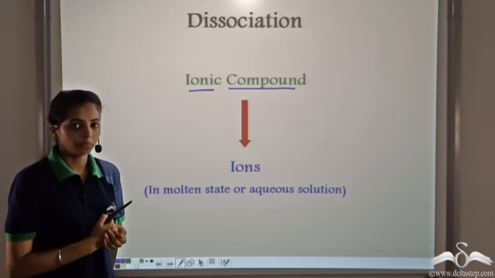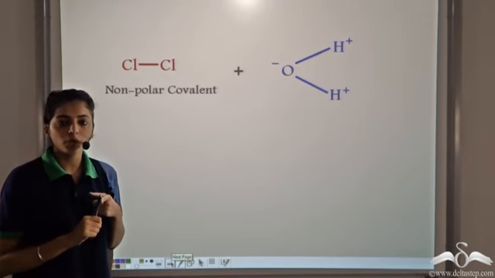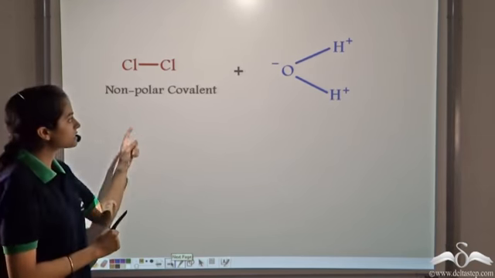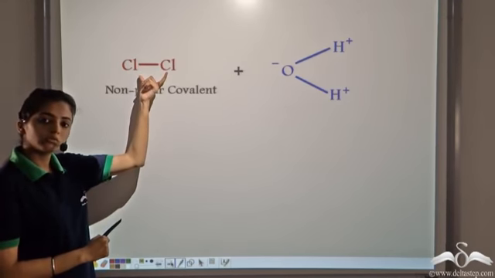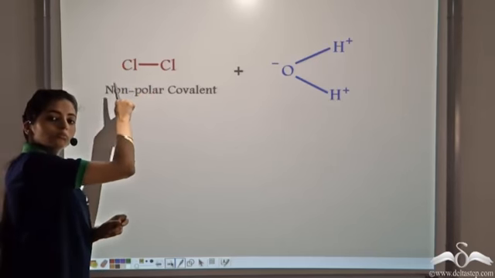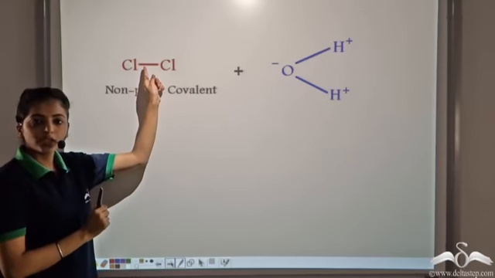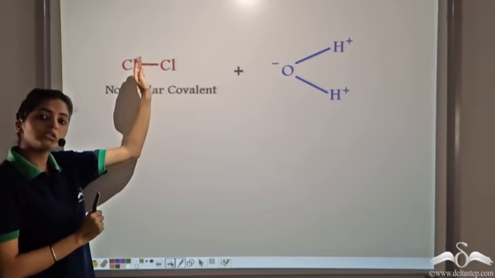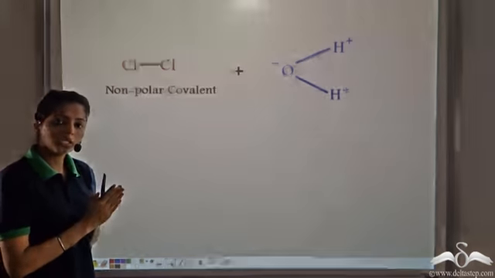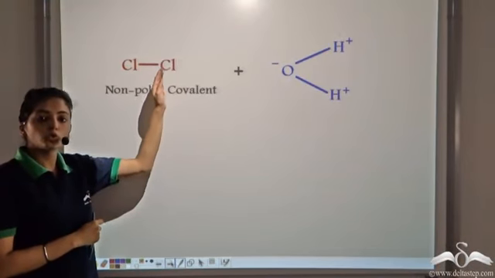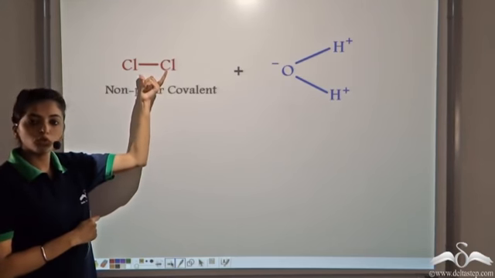Now let's look at covalent compounds. There are two types of covalent compounds, non-polar covalent compounds and polar covalent compounds. Let's start with the non-polar covalent compounds. For example, we have Cl2. Cl2 means Cl bonded by a single covalent bond to another Cl atom. In this case, the shared electrons are equally shared between the two atoms, because both the Cl atoms have equal electronegativity. So there is no separation of charge in this Cl2 molecule.